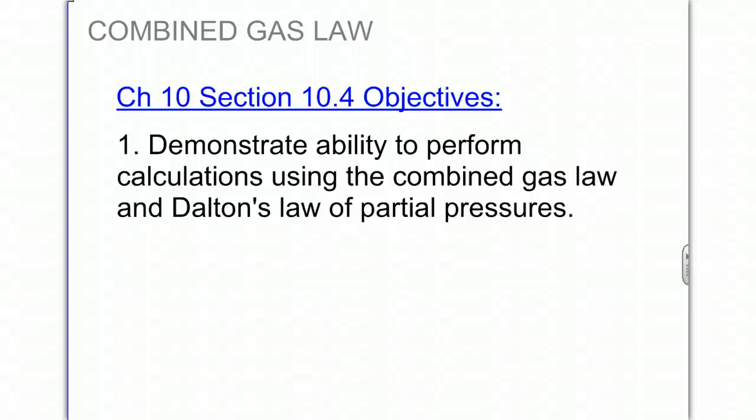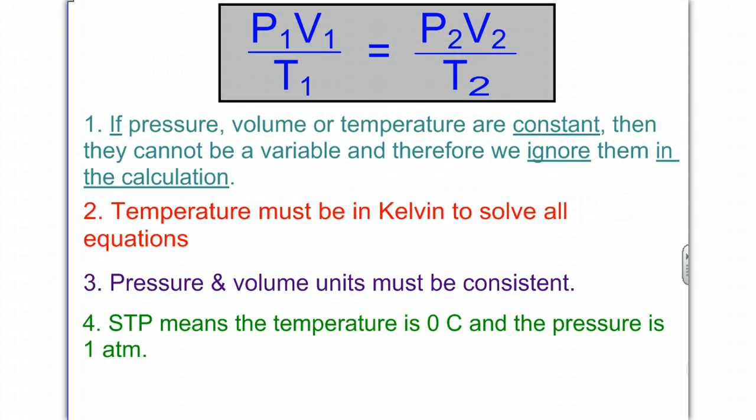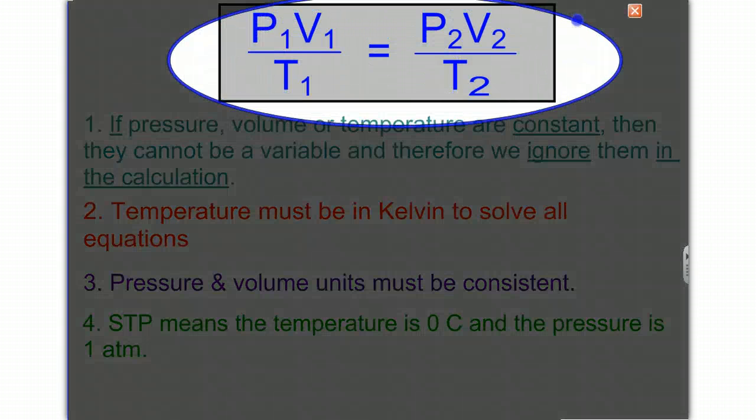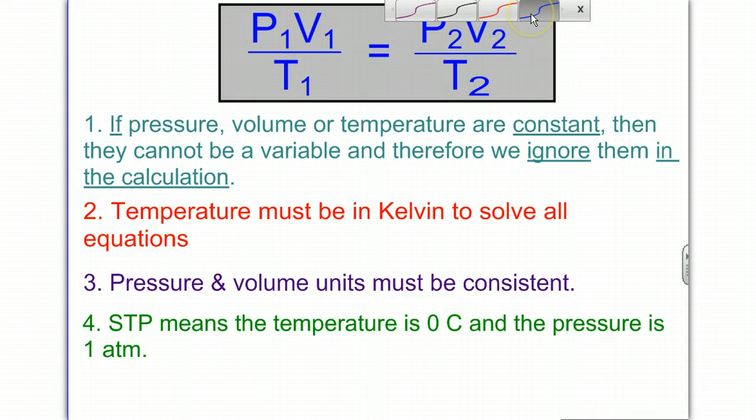We will be using the combined gas law in Chapter 10, Section 10.4 in order to make calculations. The combined gas law is given to you in the box. P1 times V1 divided by T1 will equal P2 times V2 divided by T2. You should know that the 1 is showing you the conditions before, and the 2 is describing the conditions afterward.